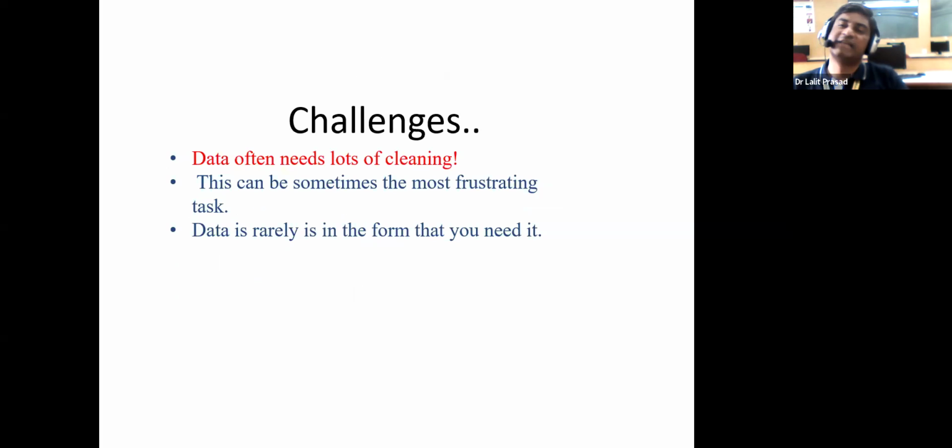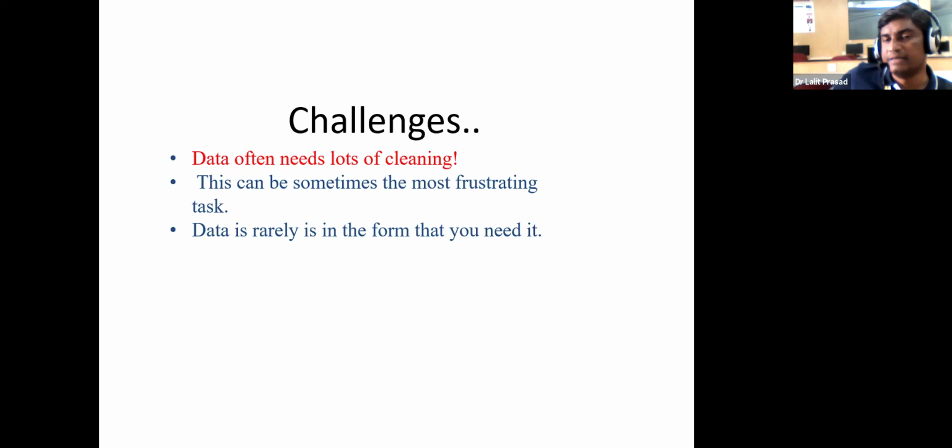Then what are the challenges? We are talking about analytics. We have to convert the raw data into useful information. But how will you do it? Data often needs lots of cleaning. You will not get the data in the particular form you want. You have to clean that data, then only can you use it, and then you can apply the various tools and techniques. That's why it is saying data often needs lots of cleaning.